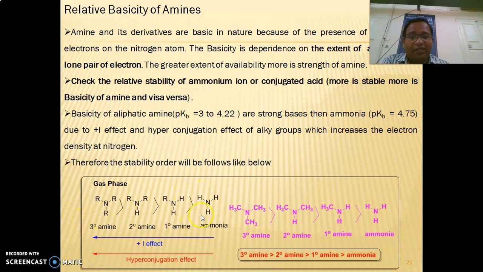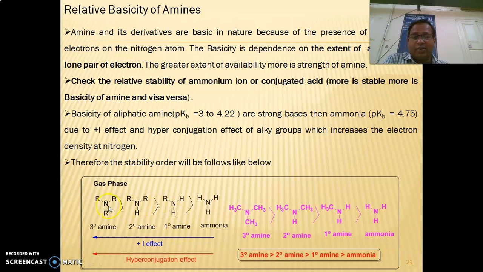So the basicity of this amine can be illustrated by taking these two factors. One is the inductive plus I effect and the other is the hyperconjugation effect. What is the inductive plus I effect? Inductive effect is the displacement of electrons from a less electronegative atom to a more electronegative atom.